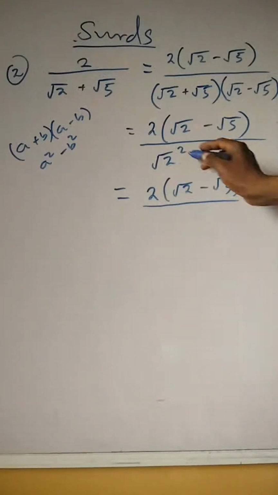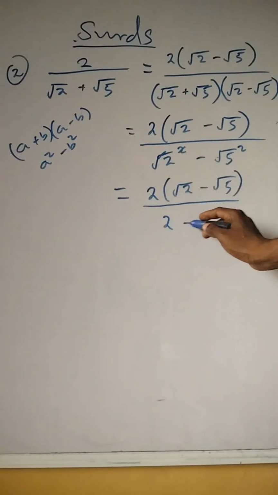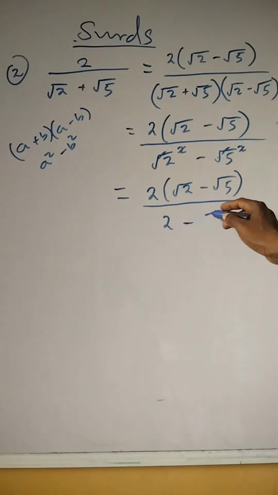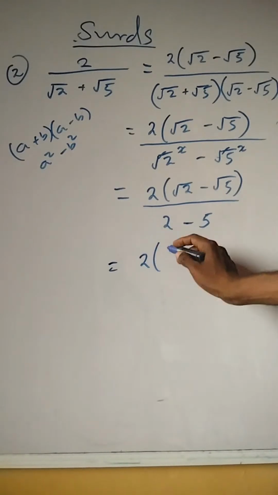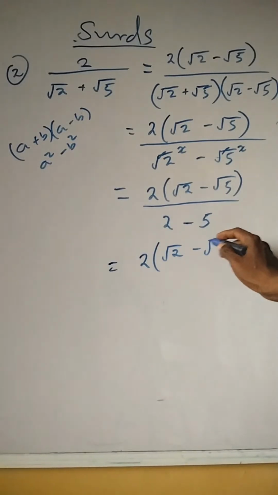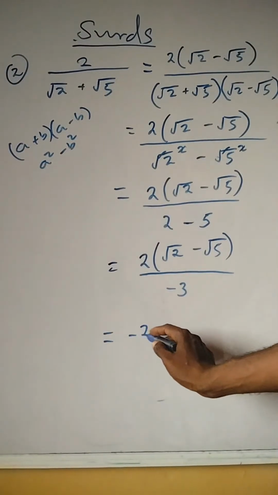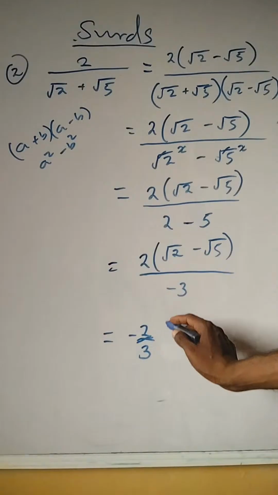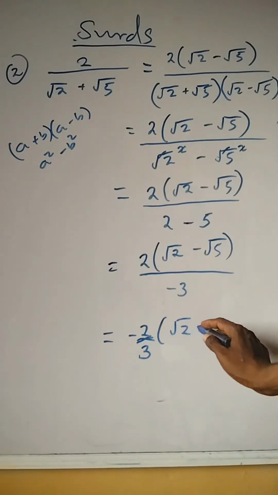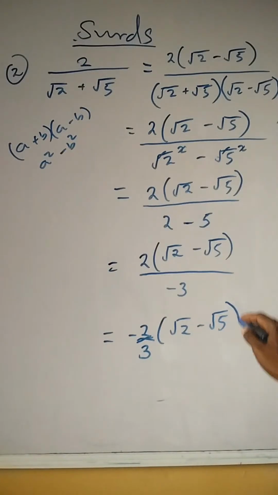Then divide by, square cancels square root, we have 2 minus, also square cancels square root, we have minus 5. That is, here we have 2 into bracket root 2 minus root 5, then divided by 2 minus 5, that's minus 3. And if we like, we can write it as minus 2 over 3 into bracket root 2 minus root 5. So we have this as the rationalized form of this given problem.